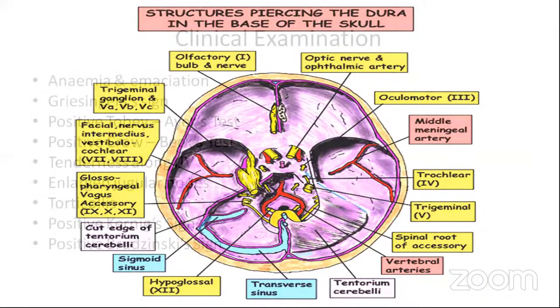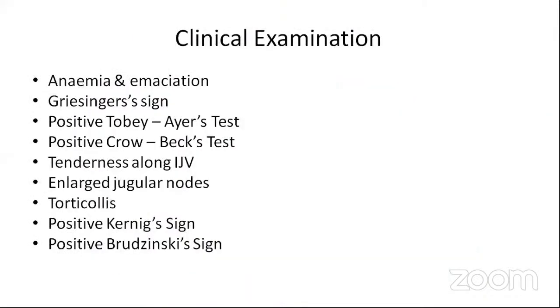So on clinical examination, the patient will have anemia, will be highly emaciated. Griesinger's sign, and I already said there will be erythema, edema, and tenderness of the mastoid region. The Tobey-Ayer test will be positive. Crowe-Beck test will be positive. Tobey-Ayer test is when you apply pressure on the normal internal jugular vein, there will be rise in the CSF pressure. That is called the Tobey-Ayer test.